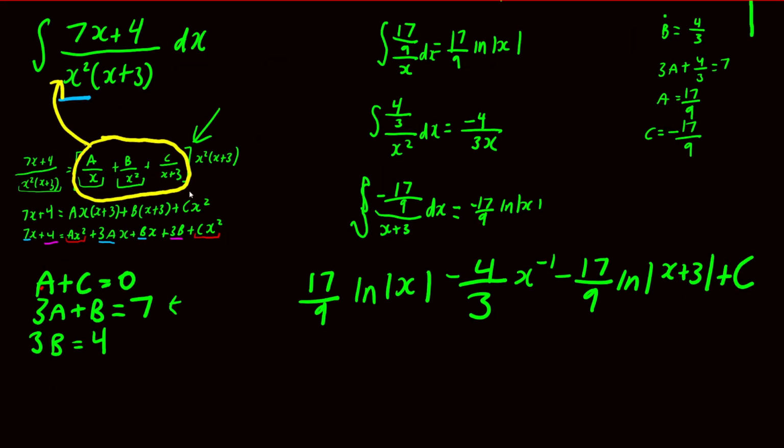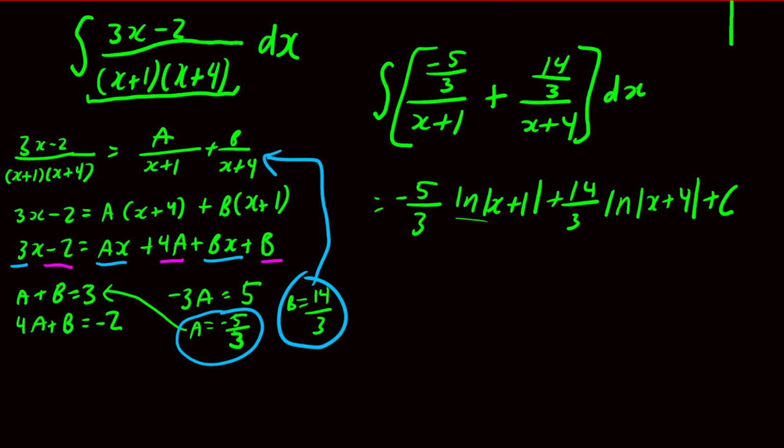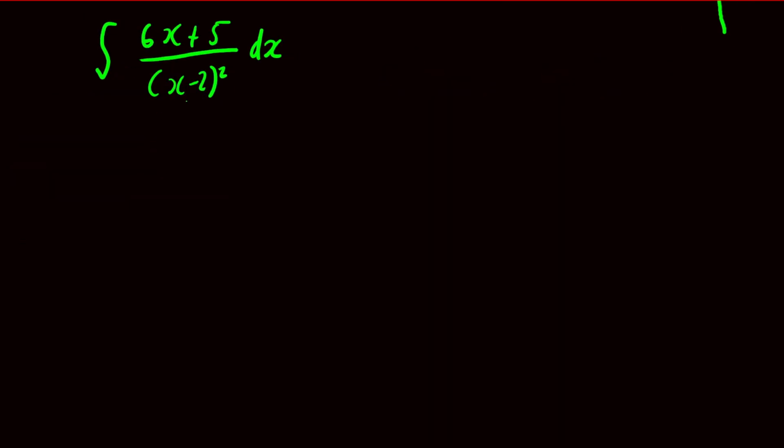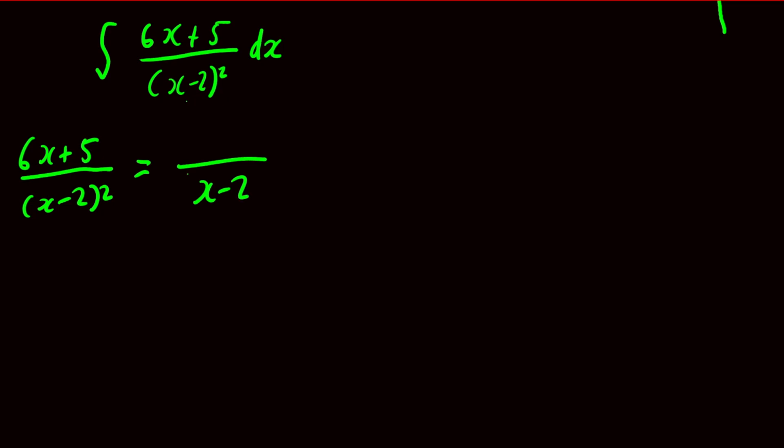So here we're going to do the same thing. Let me just rewrite this, sorry. I should have rewritten that first. We're going to have a over x minus 2 plus b over x minus 2 squared, because you want to have a term for every power of the denominator. So, a plus b. And now we just do our regular thing.